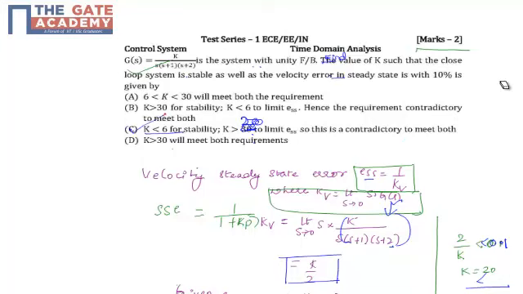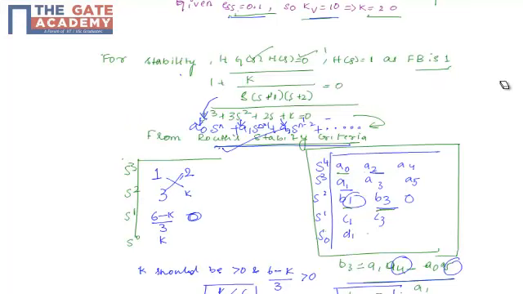From this question we learned what the velocity steady state error general formula is, how to find the steady state error of the system, how to find the stability, and how to find the Routh stability factor, that is K, from the Routh stability equation.